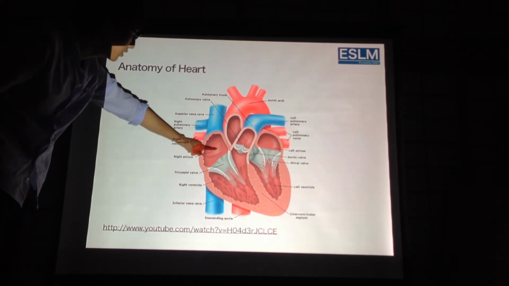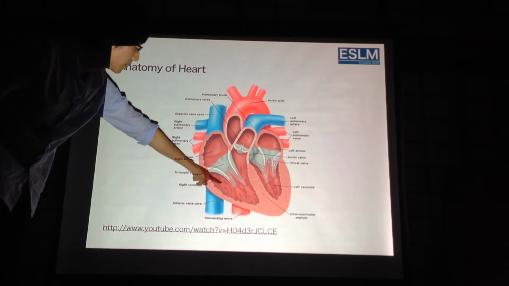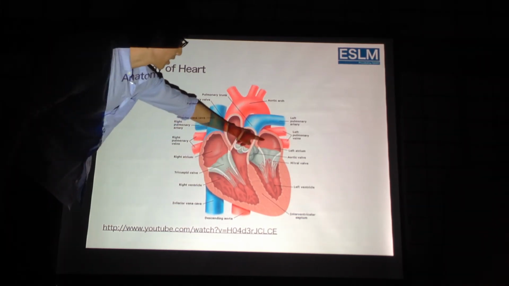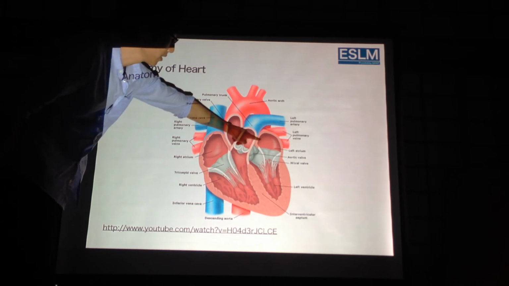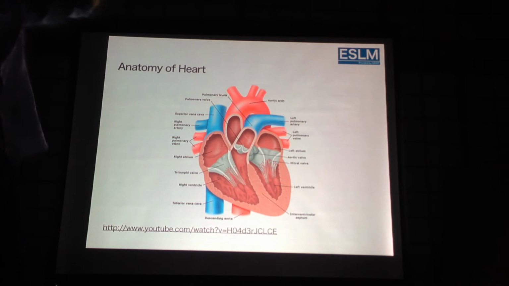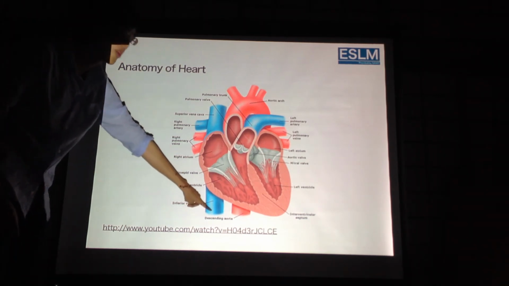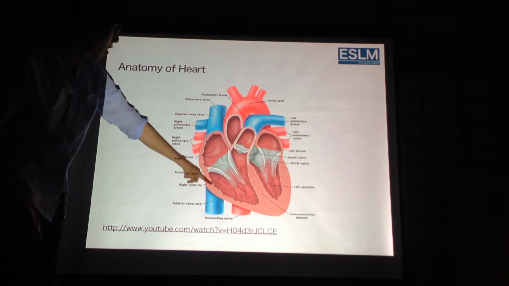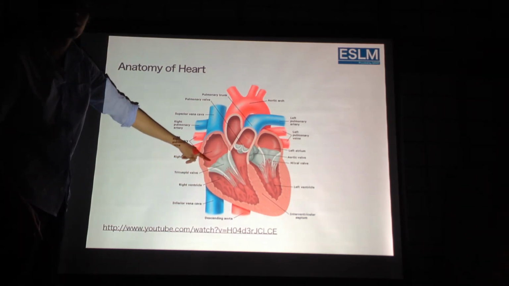Right atrium, right ventricle, left atrium, and left ventricle: four rooms. Okay. Dirty blood, or deoxygenated blood, comes from the superior or inferior vena cava.